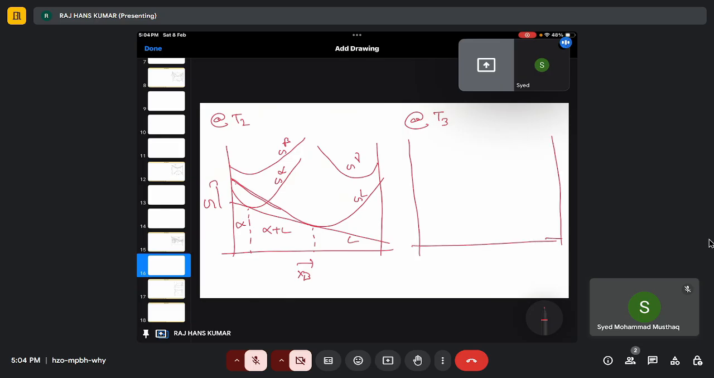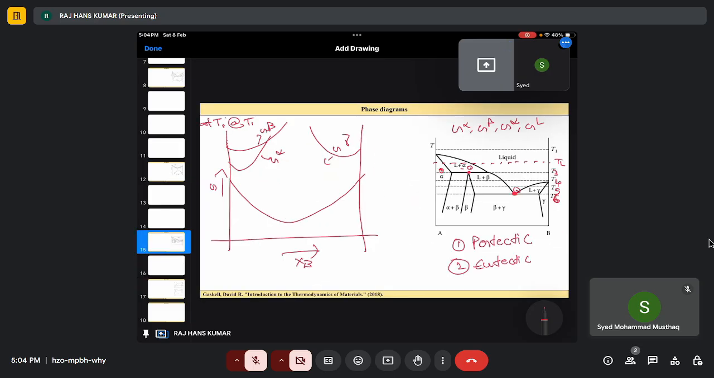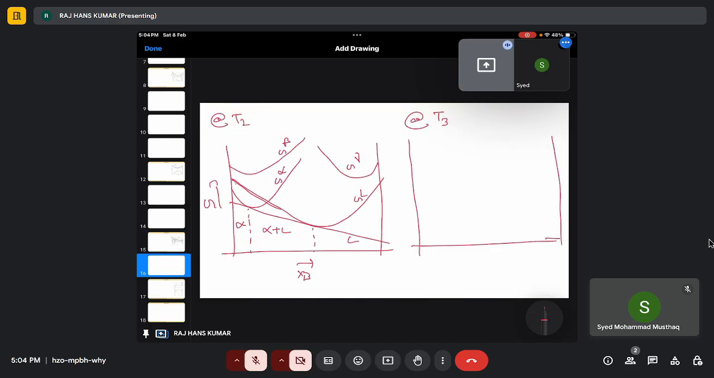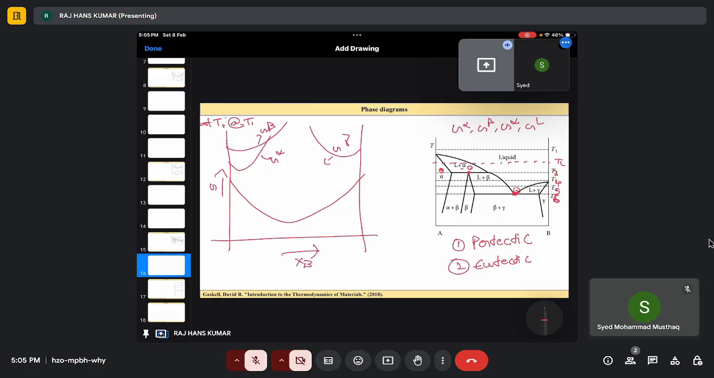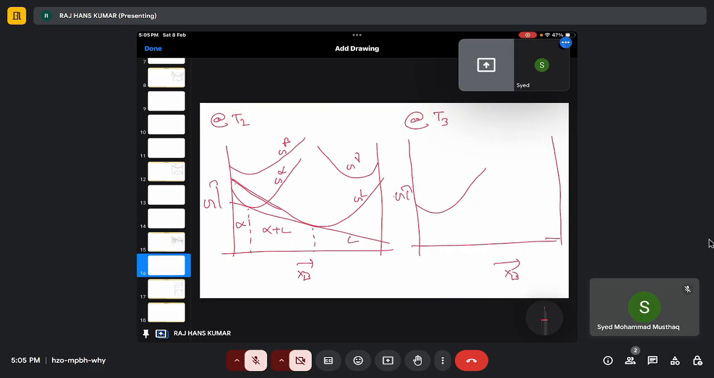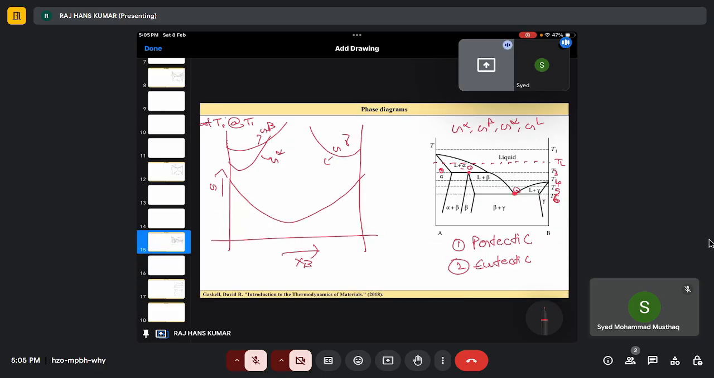Sorry, I thought the temperature was this one. So let's draw this again, XB. So at first I have alpha, right? I have alpha. Then I have alpha plus beta, and then liquid plus alpha. So we are all at equilibrium, right? Okay.